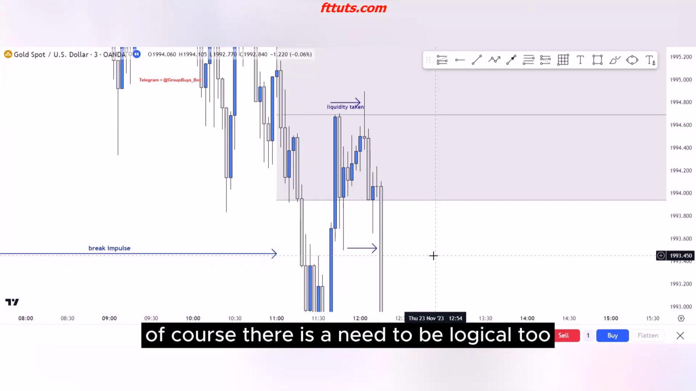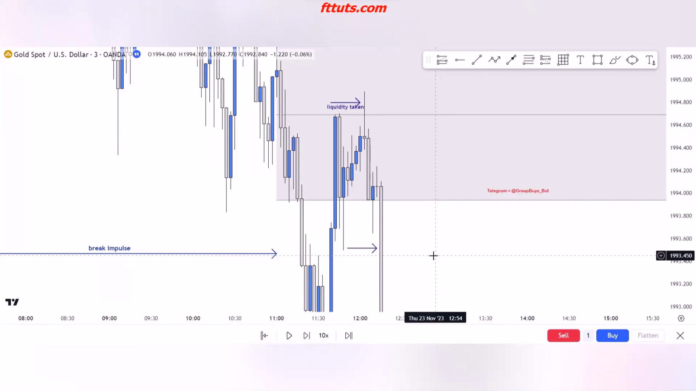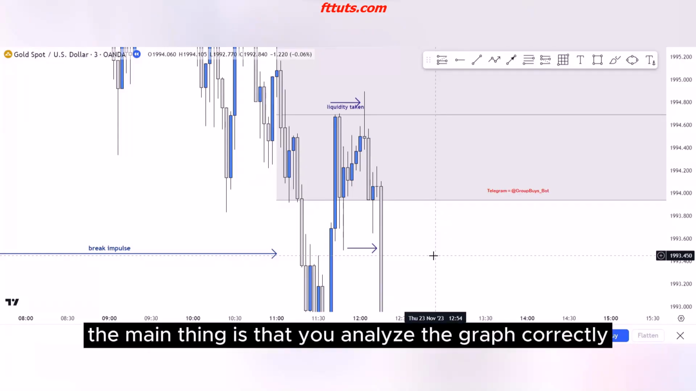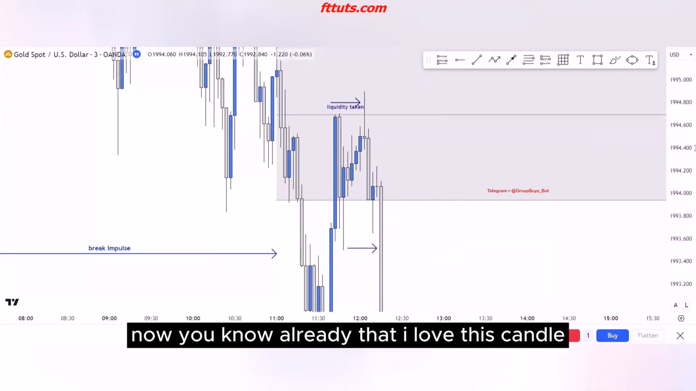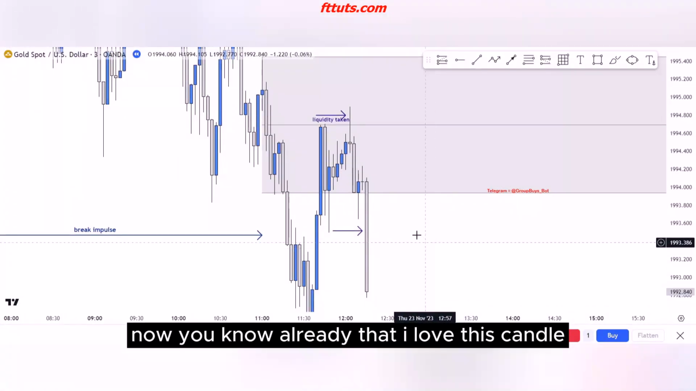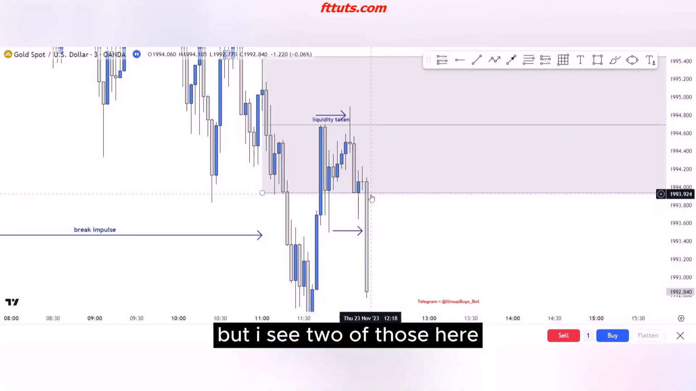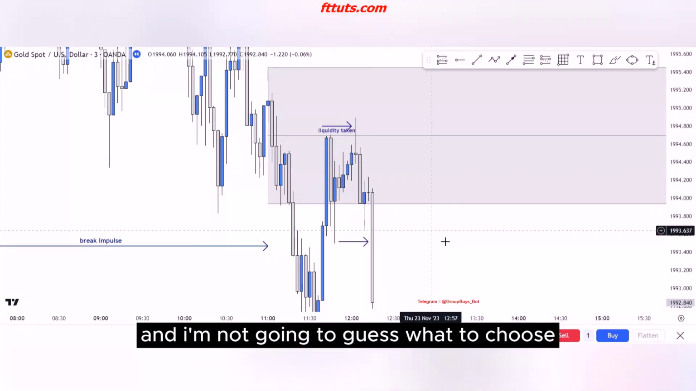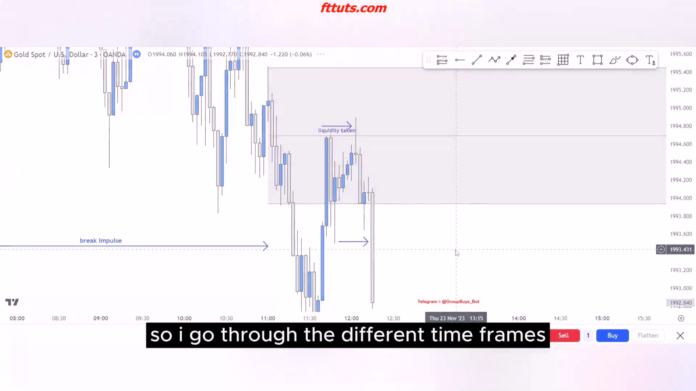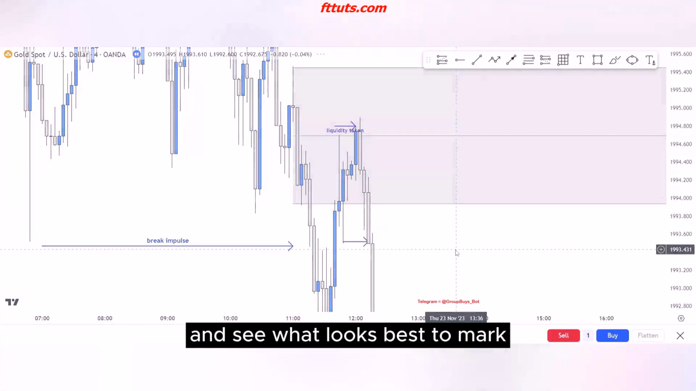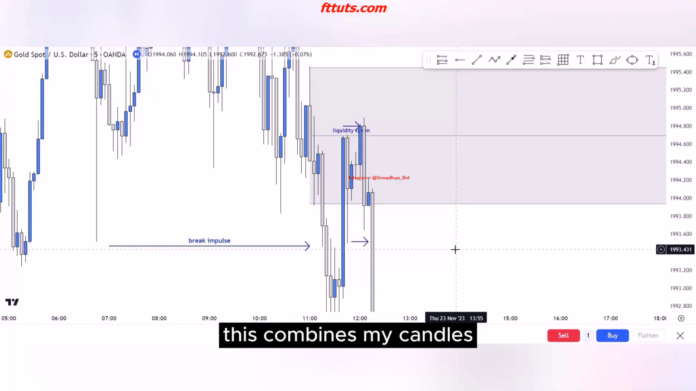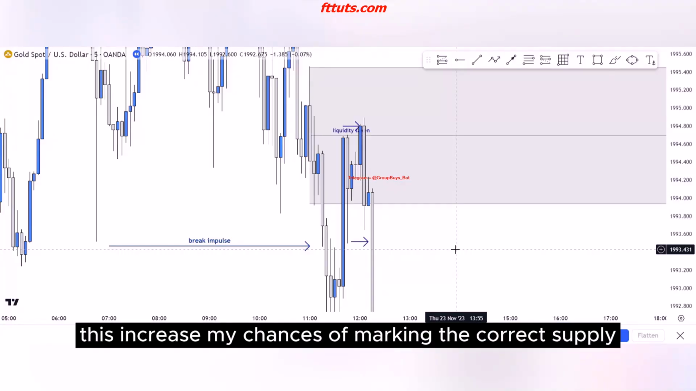Of course, there is a need to be logical too, but do whatever you want. The main thing is that you analyze the graph correctly. Now, you know already that I love this candle, the doji candle, but I see two of those here. And I'm not going to guess what to choose, so I'll go through the different time frames and see what looks best to mark. This combines my candles. This increases my chances of marking the correct supply.